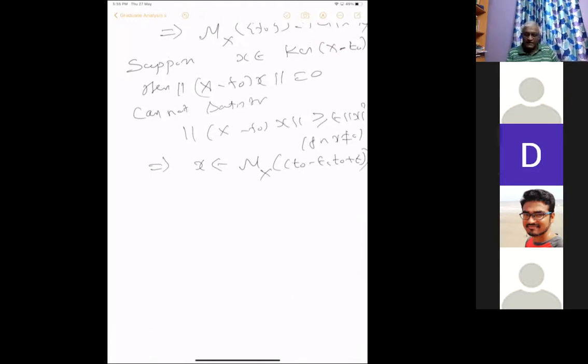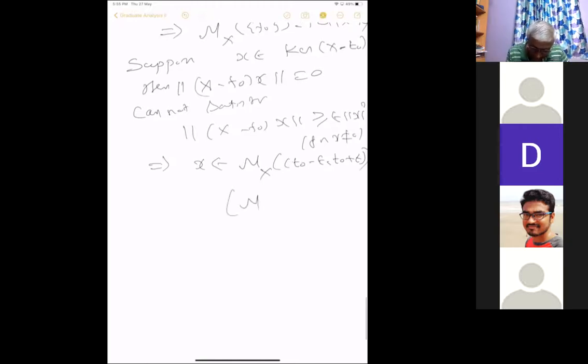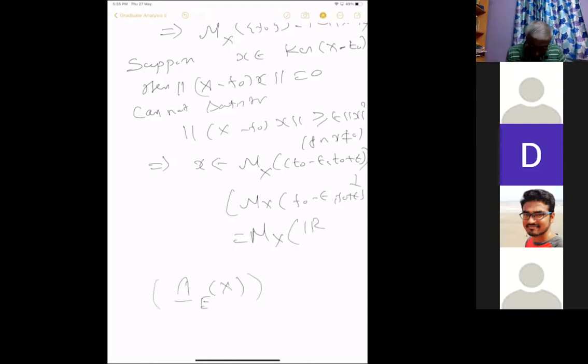So I prove that the other implication is not true. The reverse is: if x is not in this, then it has to be in the orthogonal complement, the orthogonal complement of this range of E of (T naught minus epsilon, T naught plus epsilon). Its orthogonal complement is the range of, I mean, this is just a set, okay? If you have a set, 1_E is a projection. The range of this orthogonal complement is 1_E complement x, right?